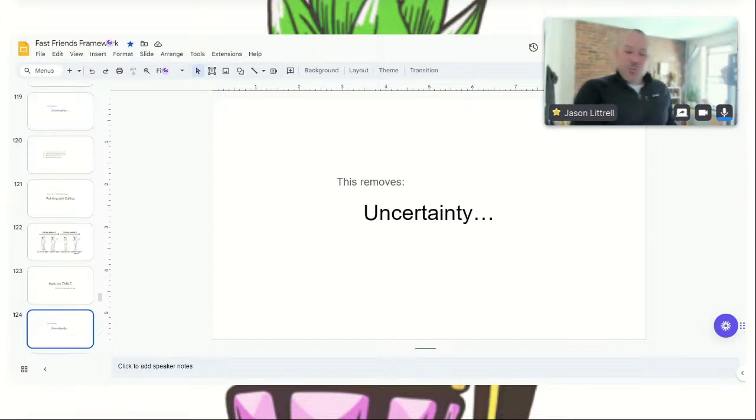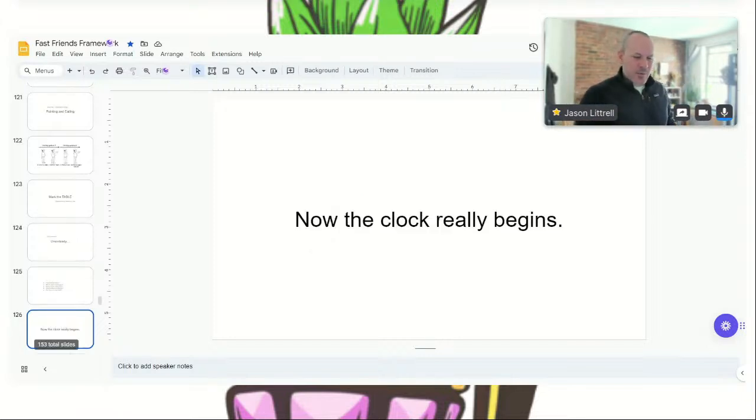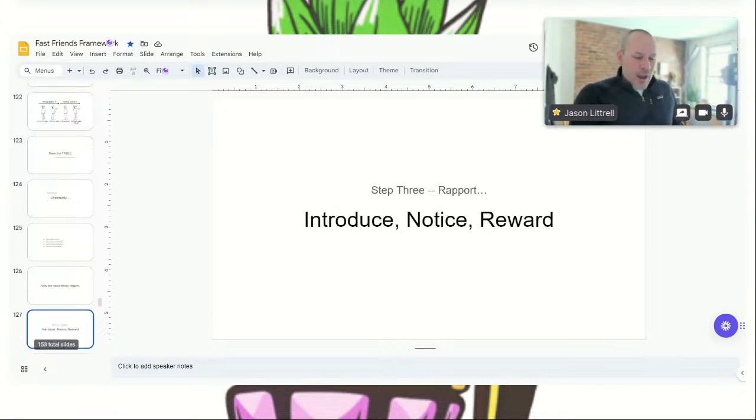So again, this removes uncertainty. How do I get there? Where do my bags go? Where's the bathroom? What's about to happen? Are they coming back? And so you've answered all these questions, which are the underlying questions that are happening in their subconscious. So once this happens, then the clock really begins, and we talk about table turn times. We talk about service times all the time, but this is when the clock really begins on that.